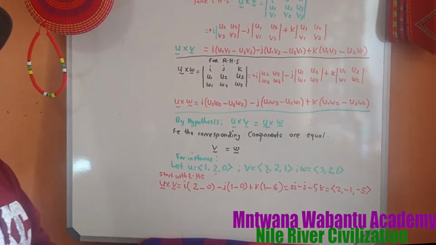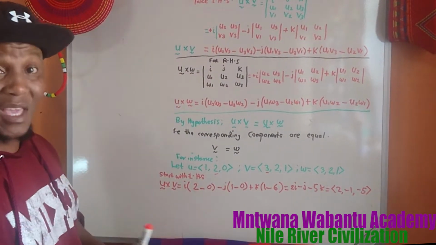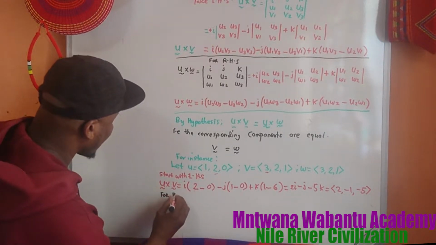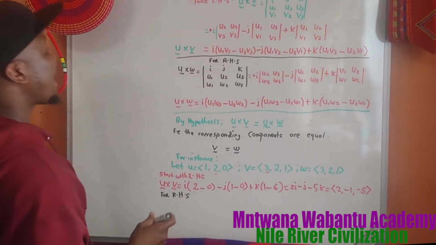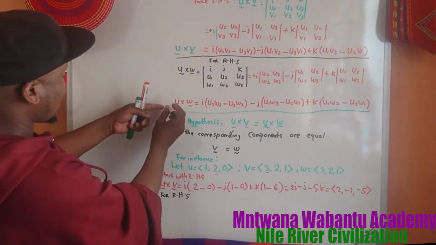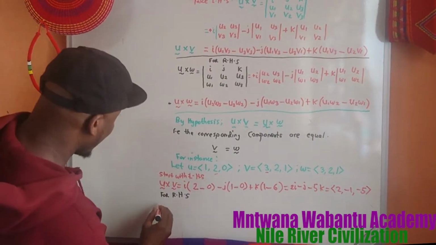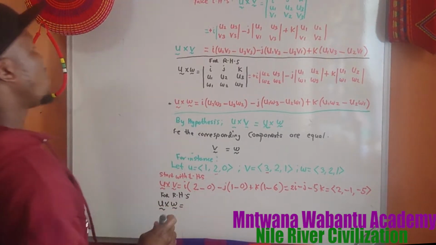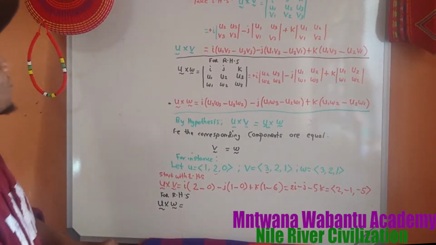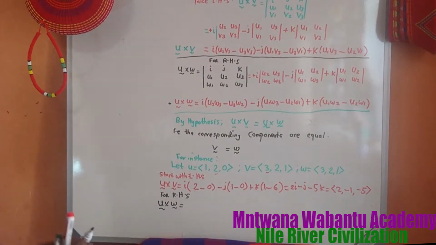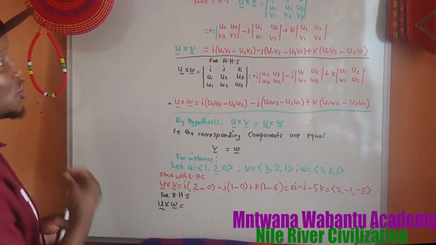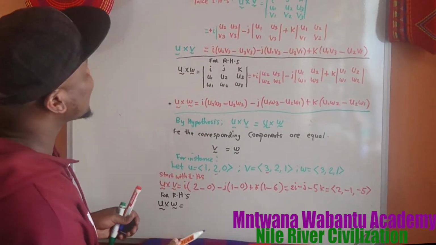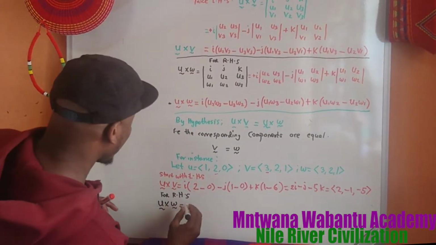So now let's see the right hand side. It has to give you the same thing. What is the right hand side? The right hand side means this one now, which is u cross w. So for u cross w, let's go and see. Now we do the same again.